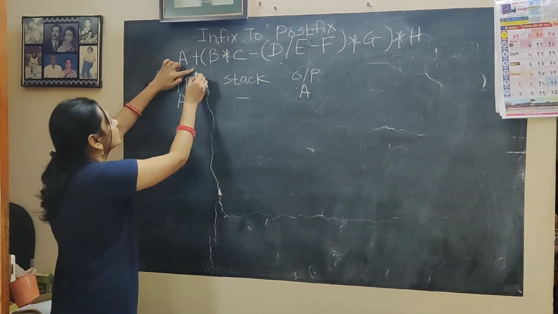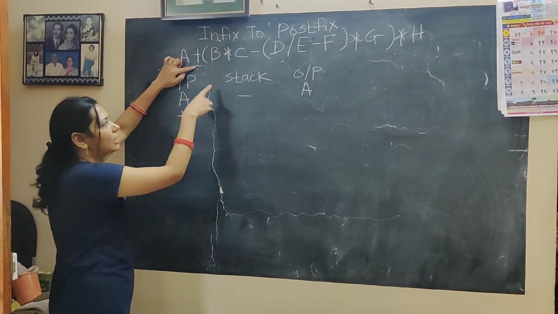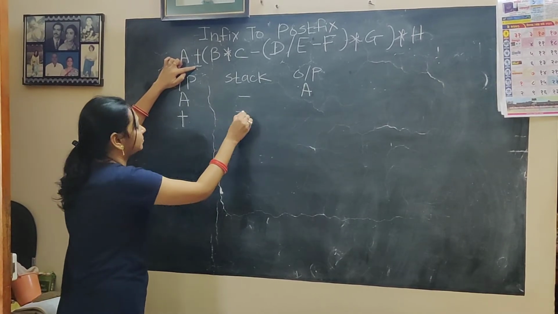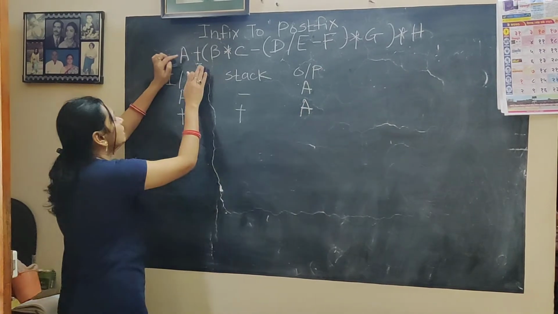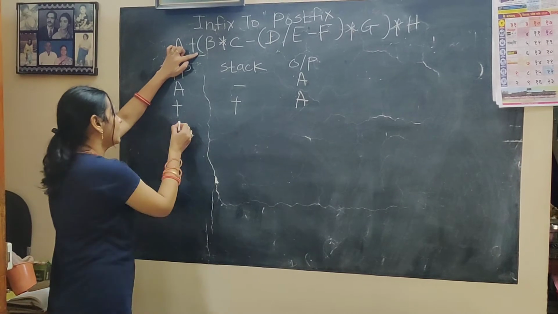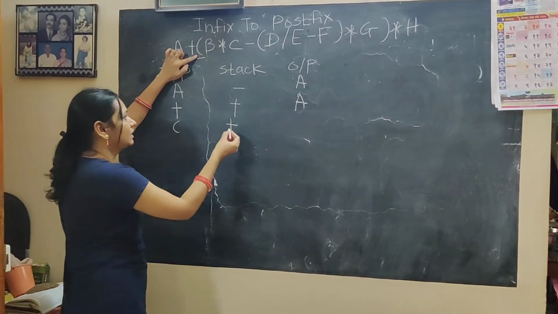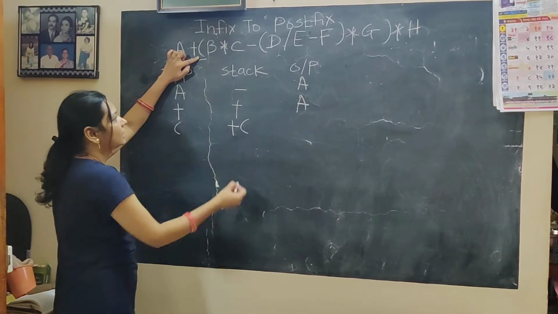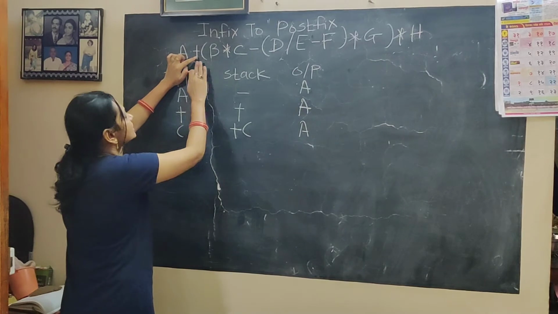So next is this particular operator. Now as this is an operator, it will be moved to where? Stack. So the output will be again A. Now what is next? Next is the opening parenthesis. As it is the opening parenthesis, according to the rules of expression, it will be moved to stack, and again the output is what? A.